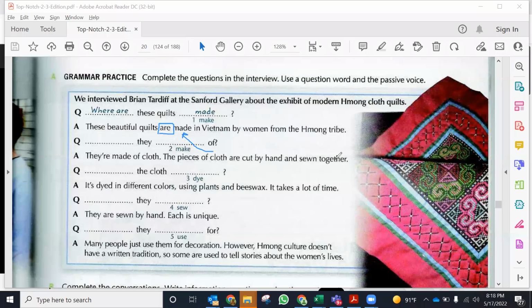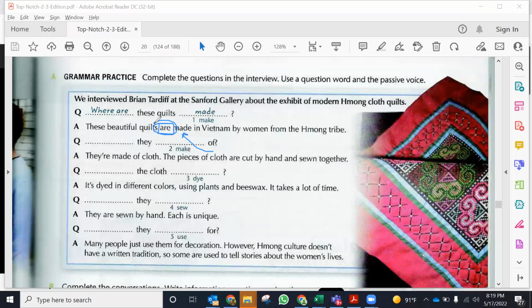Entonces, la voz activa me diría, las mujeres de la tribu de Hmong hacen, ¿ok? Estos hermosos pañuelos o pañoletas, ¿sí? Kilts, ¿de acuerdo? Pero como estamos hablando en voz pasiva, hablamos de las pañoletas y decimos, estas hermosas pañoletas son hechas en Vietnam por mujeres de la tribu de Hmong, ¿ok? No sé si me explico. Entonces, nos quedamos con are.